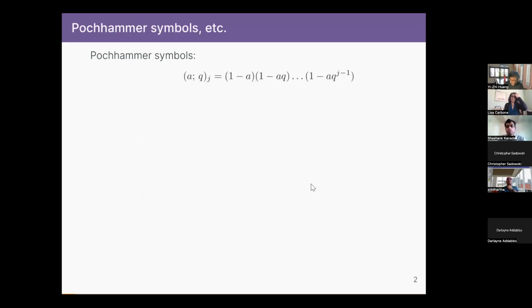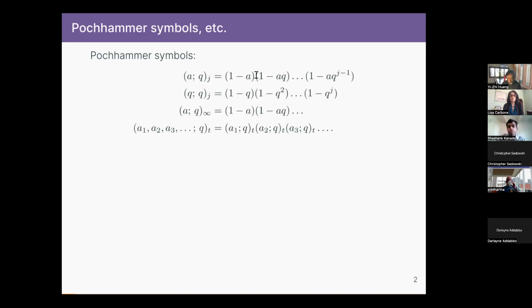This is the Pochhammer symbol, which you can think of as the rising factorial. The only thing to remember here is that this J means there are J factors here. So you stop at J minus 1, you start at Q to the 0. And if you put A equal to Q, then you get Q to the 1 up to Q to the J. And this J could actually be infinity, in which case you just continue. And sometimes I need to multiply these Pochhammer symbols, so I just condense all that notation into one bit.